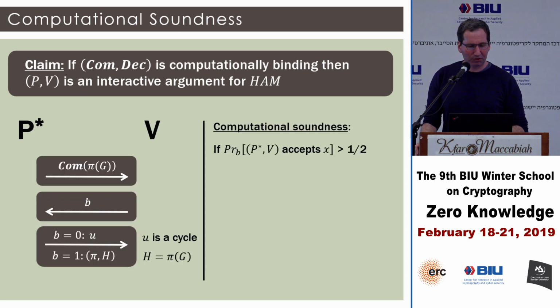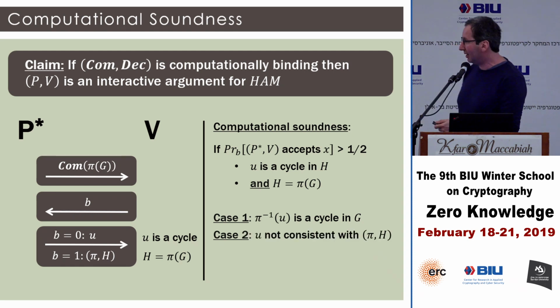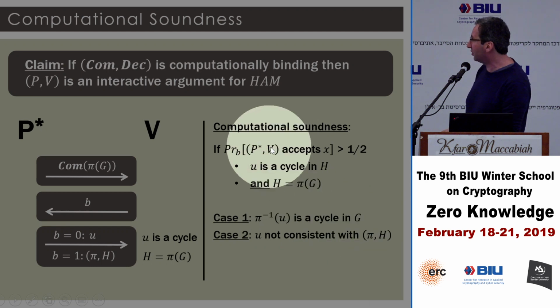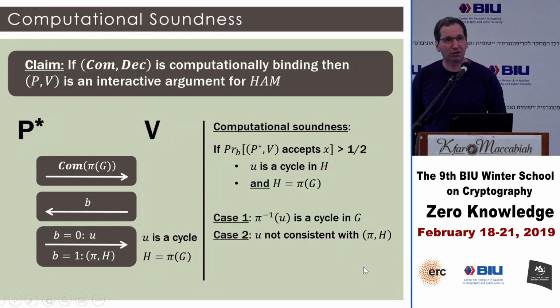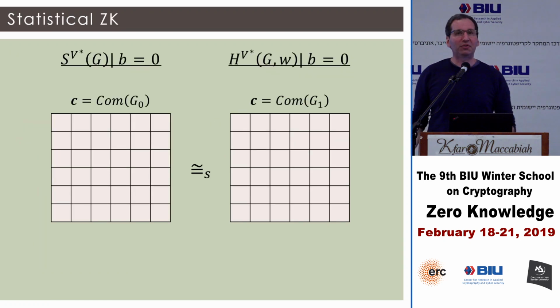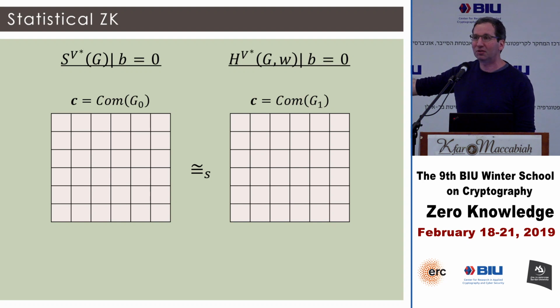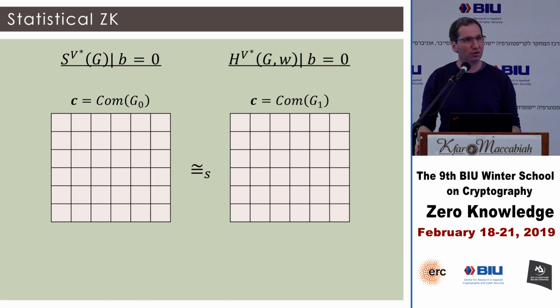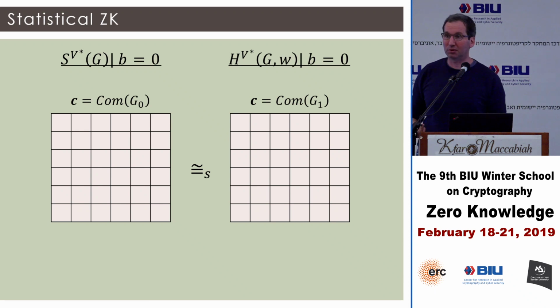So this is the claim. I'm going to skip it. It's the same argument as we had before, except that now you have 2 cases. Either U and pi of G are consistent, in which case you get a cycle in the original graph, or they're inconsistent, in which case you broke the computational binding of the commitment. I'll let you think about it offline. And statistical zero knowledge follows from the fact that when you commit with a statistically hiding commitment, these are statistically close. So you extend the argument we had in the previous lecture on zero knowledge proofs for NP, and you argue that the output of the simulator is statistically indistinguishable from the real simulation.